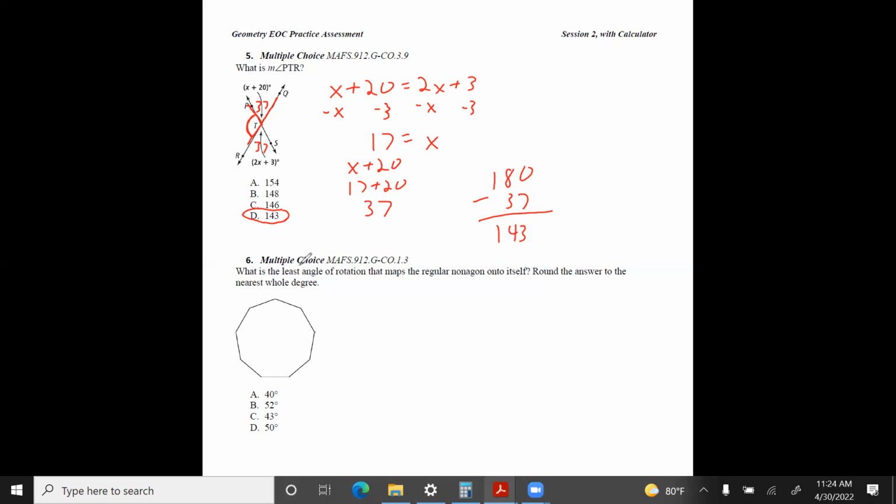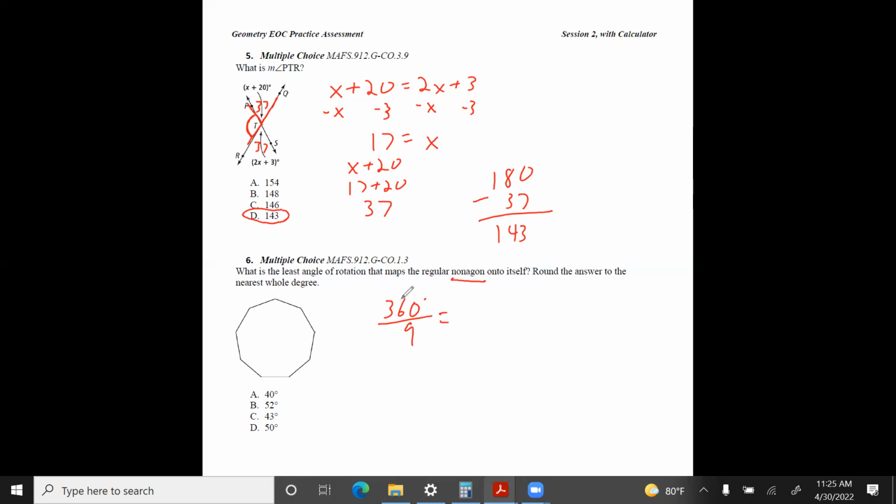On number 6, what is the least angle of rotation that maps the regular nonagon onto itself? Round the answer to the nearest whole degree. So again, there's a total of 360 degrees in a circle. So to come all the way back around, it'd be 360 degrees. We know that this is a regular nonagon, it says. Yep, so there's 9 sides. So divide 360 by 9.